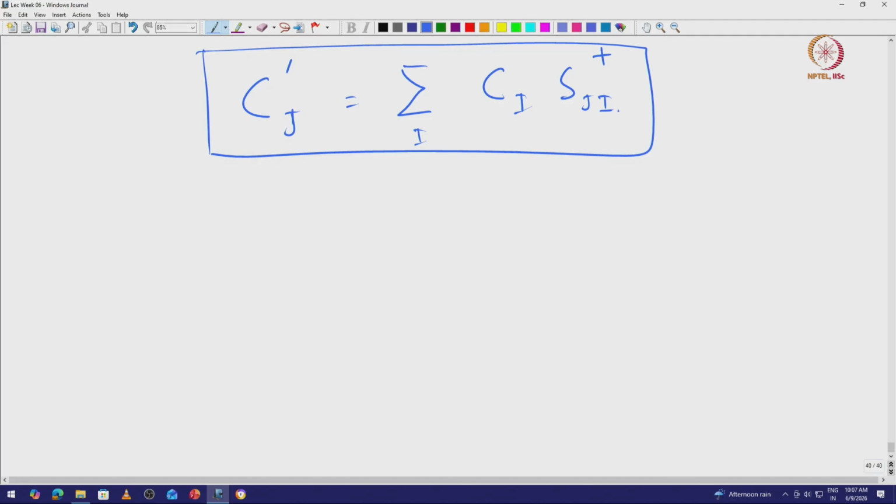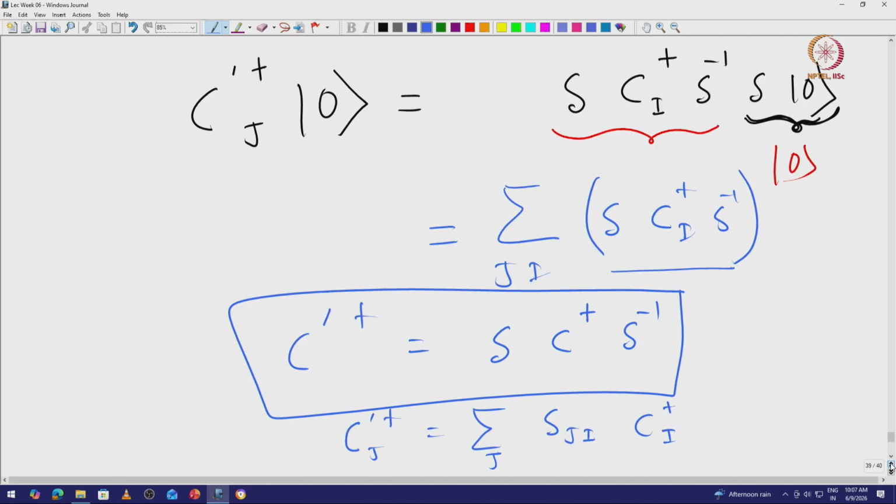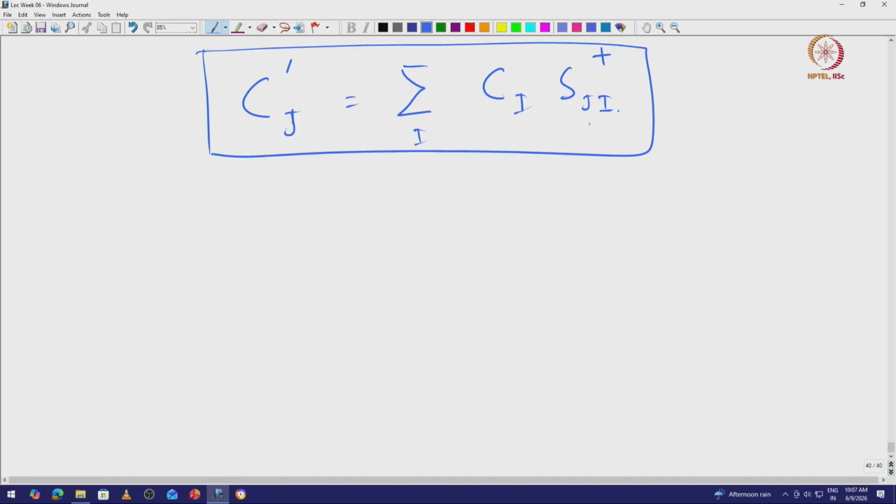So, for the creation operator, if you define the symmetry to be on the left hand side, for the annihilation operator it will be from the right hand side with a stagger.